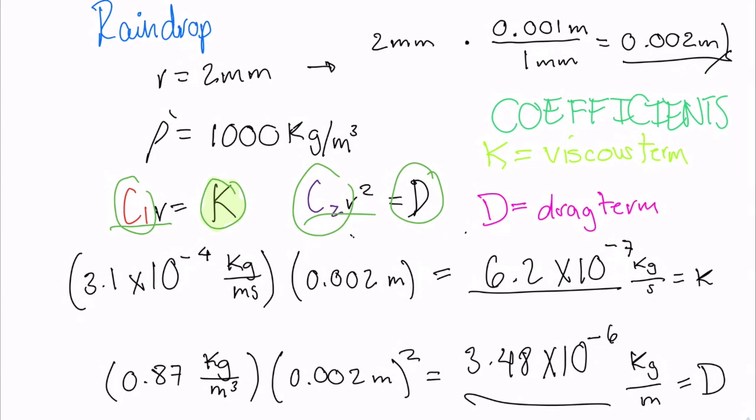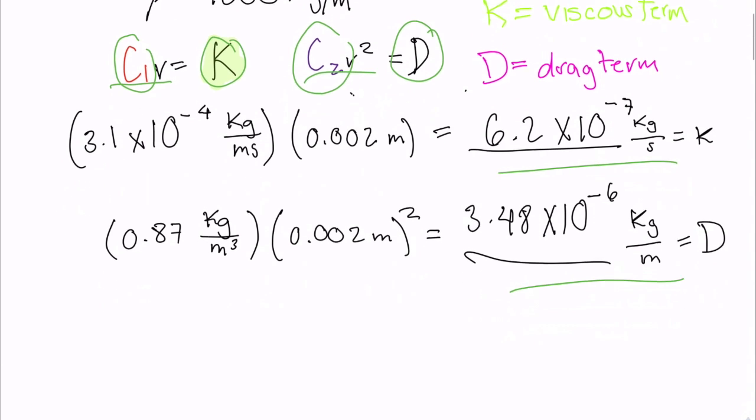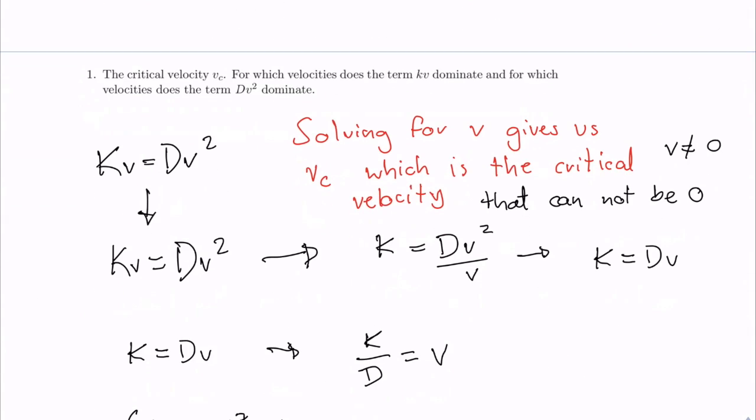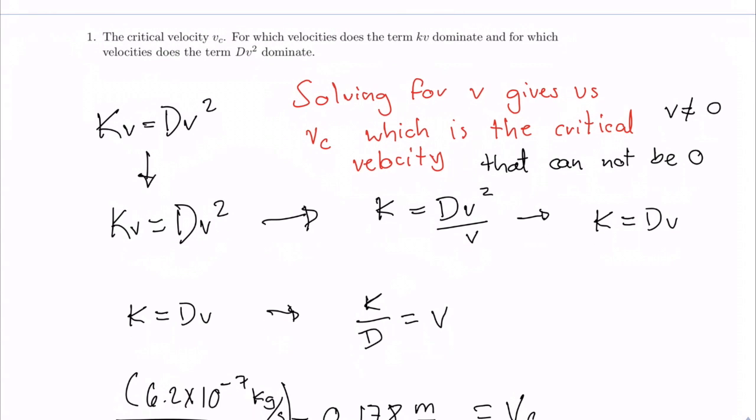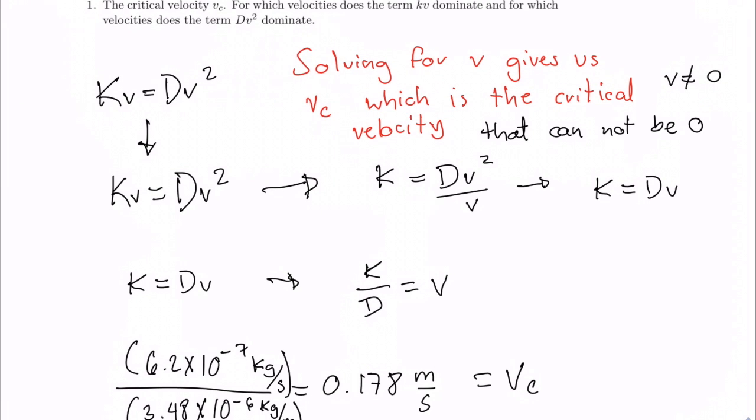Okay, so next we plug in the values. After plugging in the values, we get k and d as the coefficient of the viscous term and the coefficient of the drag term. Then we have to get the critical velocity, and for which velocities does the term kv dominate, and for which velocities does the term dv squared dominate. So solving for v is going to give us the critical velocity, and it cannot be zero.